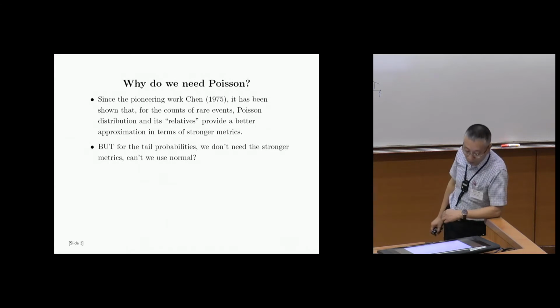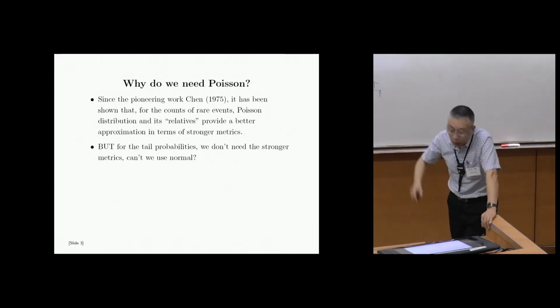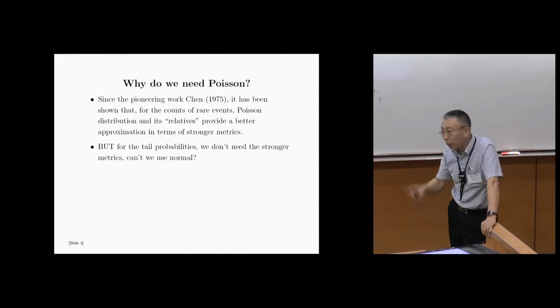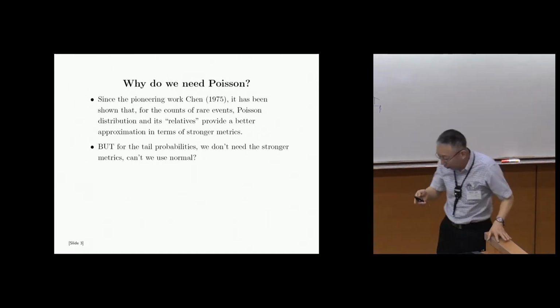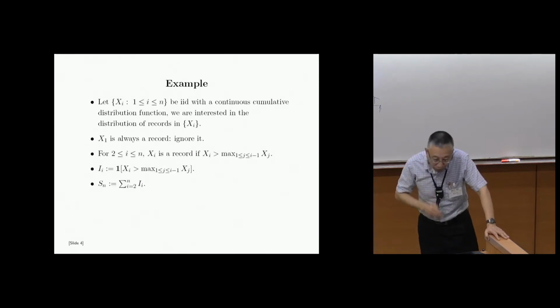which typically would not be the case for normal approximation. But for tail probabilities, you will ask, well, we don't need stronger metrics because we want to look at just the tail probability, which is bigger than or equal to. It's a kind of Kolmogorov distance. So can't we just use normal? Actually, I wasn't really convinced we should do a Poisson here because I believe once we talk about Kolmogorov distance, very often normal would be enough.